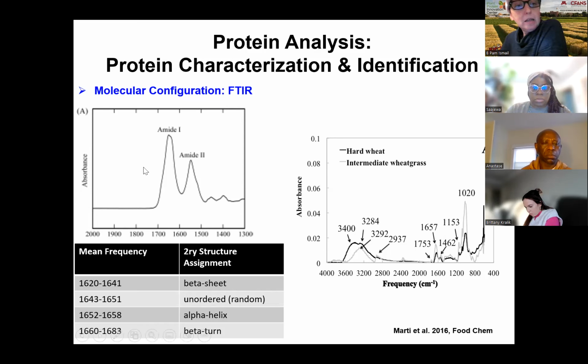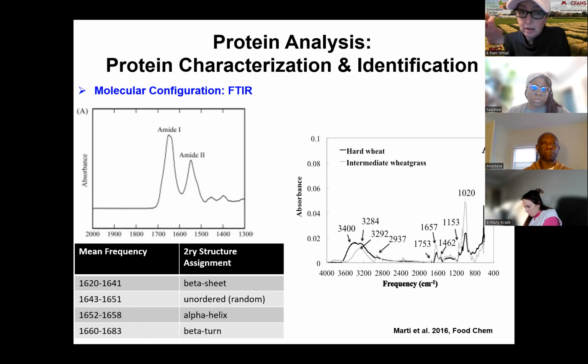In amide 1, sometimes you just see it as one peak. And in order to determine the distribution, we do something called deconvolution of the peak. This is a statistical program that deconvolutes the peaks into those specific regions to give you a percent distribution of the secondary structure. Now, why do we care about secondary structure?